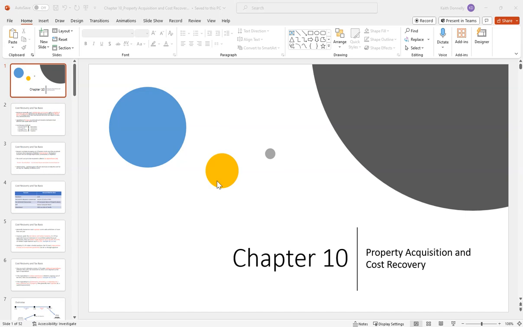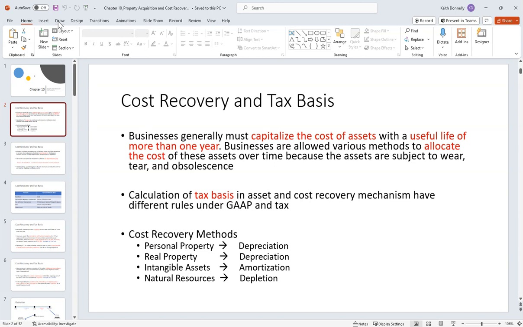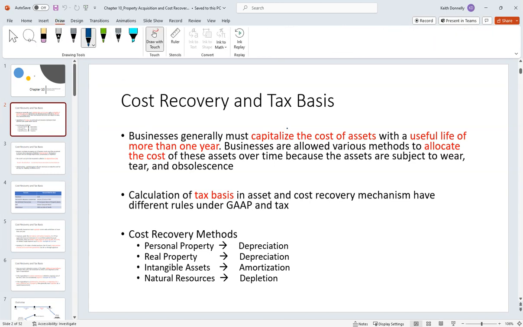So we're looking at property acquisition and cost recovery. One of the things we're going to see is that, if you remember from financial accounting, as a general rule you're going to capitalize long-lived assets and then recover those costs over their lifetime. Traditionally, you buy a building, you don't expense it up front. Instead, you depreciate it over its useful life. Depreciation is a cost recovery mechanism. It's how you recover your upfront cost.